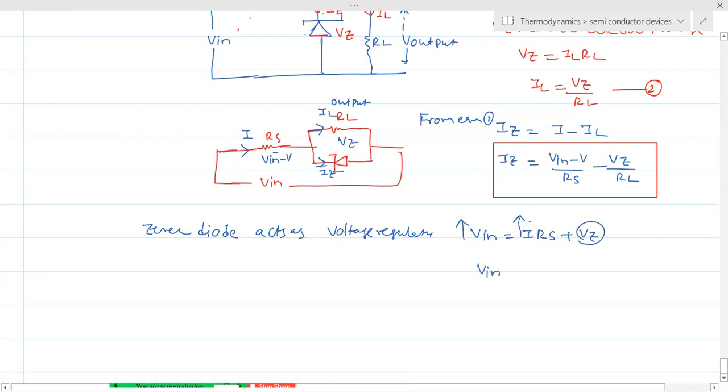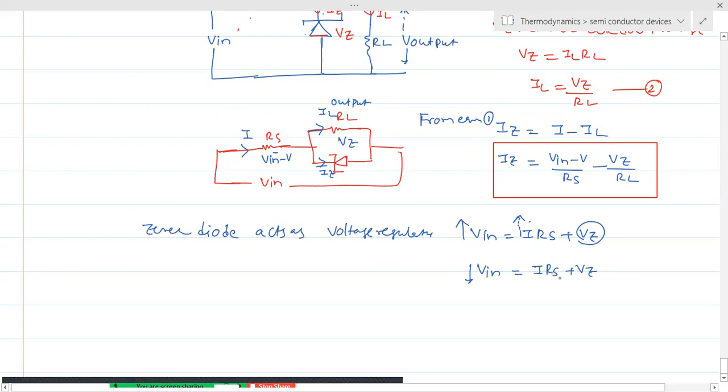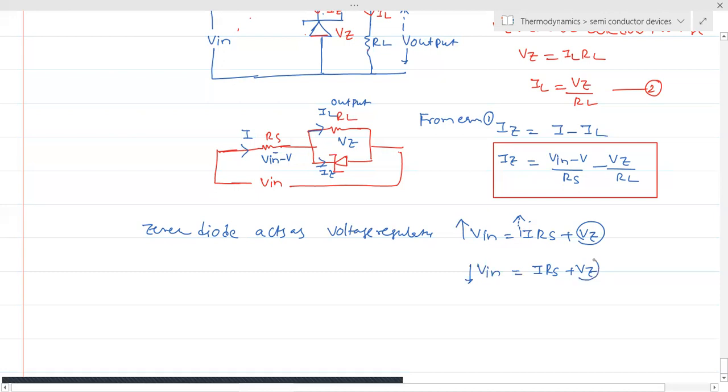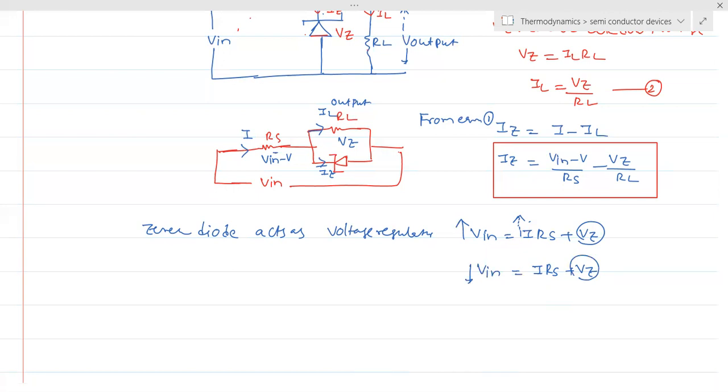Suppose V input is low, anyway Vz remains constant, and that loss is compensated by the potential drop across the series resistance. That means if the input increases, the series resistance takes the increase, and if the input decreases, the series resistance also accounts for the decrease. So our final aim is to keep Vz constant. That is about the Zener diode.